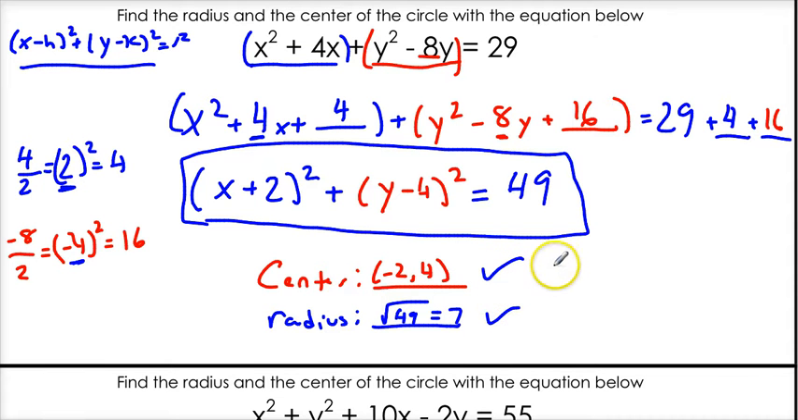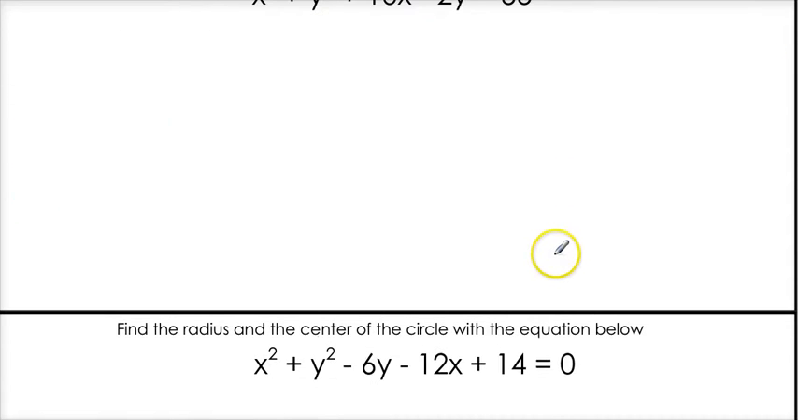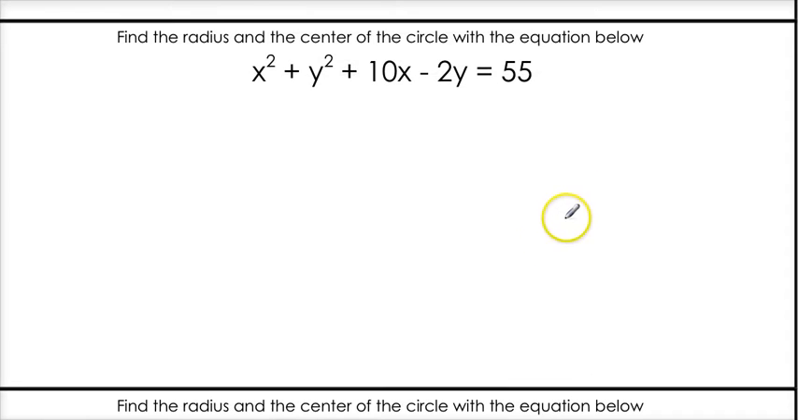Well done. Let's make it a little harder. We got 2 more. We're going to keep getting harder with these. All right. So we're going to find the radius and the center of the circle with the equation below. Now, once again, we're going to do exactly what we've been doing. But if you look here, we have x squared plus y squared plus 10x minus 2y. When it's not in the order, you got to group your like terms together. So we're going to have to put these two guys together, and we're going to have to put these two guys together. So before we get started, let's rewrite everything.